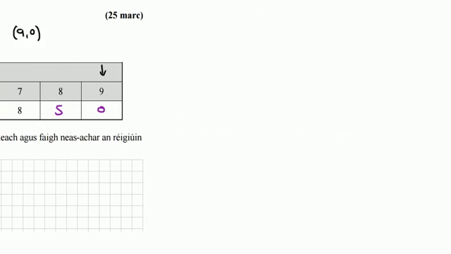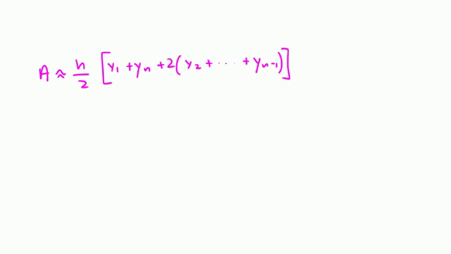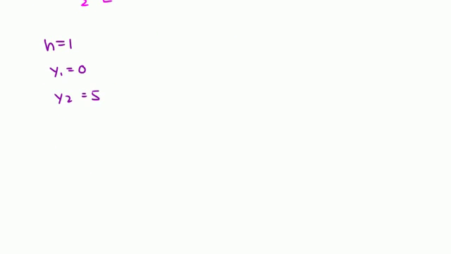So we're going to write down the formula that we need to use. The approximate area is equal to h over 2 multiplied by the first height plus the last height plus twice the heights in between. So I'm just going to write out the values that we have. The interval, because the spacing between the points is equal to 1, so h is going to be equal to 1. And then our y values: our first one is equal to 0, the second one is equal to 5, so we're just getting these from the table, and our last height is equal to 0.